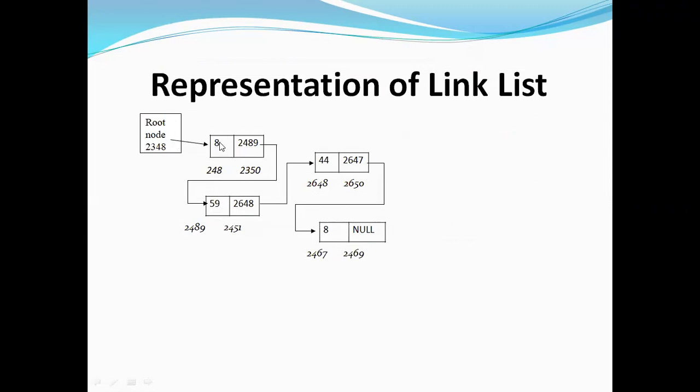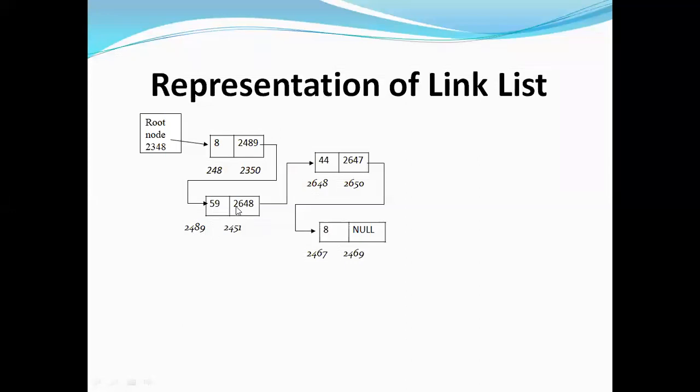You can check over here. 8 has a particular address, that is 2348. And 2489 is the address of the next element. It will reach the next element. So 2489 means that 8 is linked to 59, because the address of 59 is 2489. So 8 is the data that we are going to access, and 2489 is the address of the next data that we are going to access. Here 8 is linked to 2489, which means we visit 59. The address of 59 is 2489.